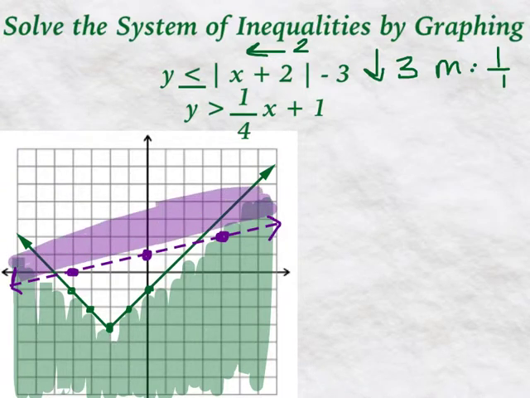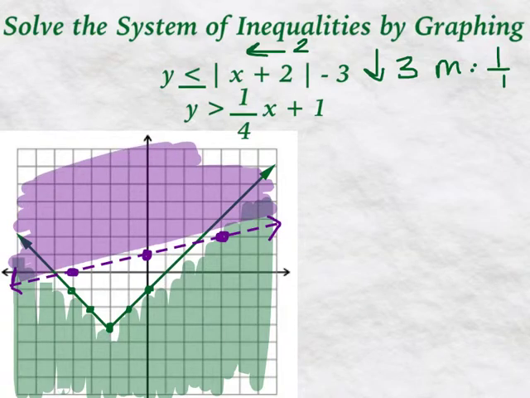Now remember, the solution to this set is where the intersections of both of our shading meet. So that happens to be off to the side of these little corners over here and over here.